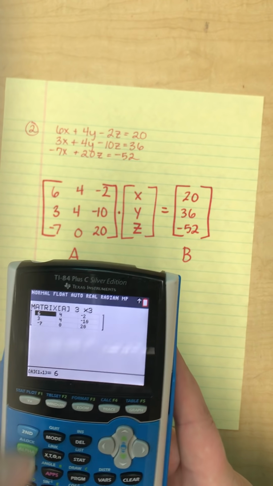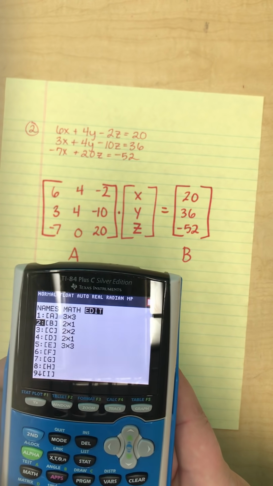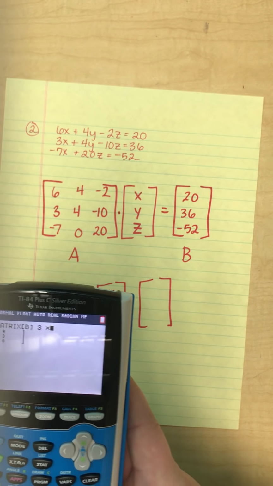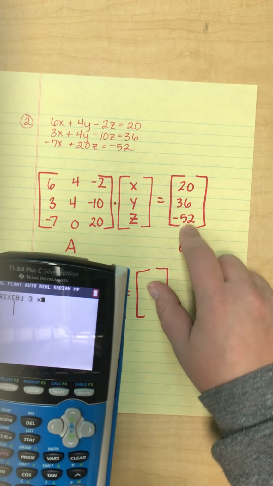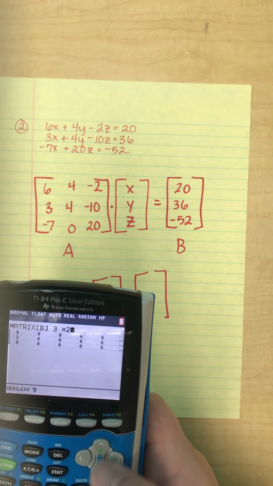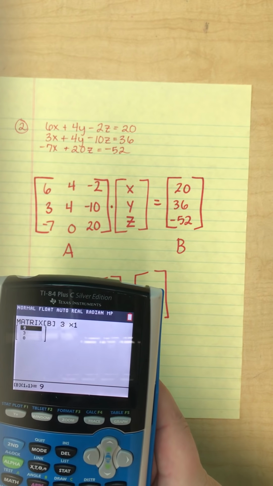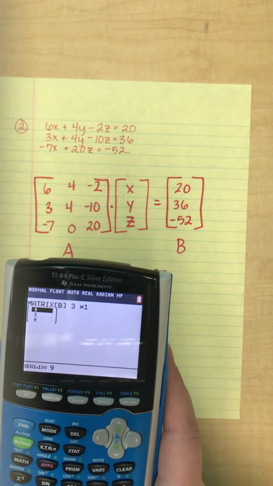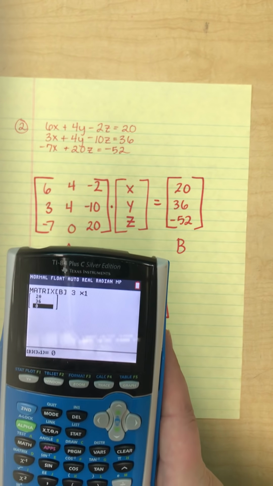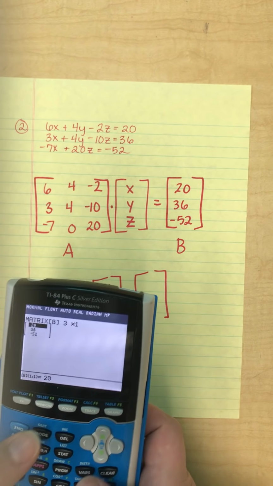And I'm going to go second matrix again. I'm going to go back into edit again, and I'm going to edit matrix B to be a 3 by 1, and I'm going to type in these three numbers here. So 20, 36, negative 52. And I'm going to quit.